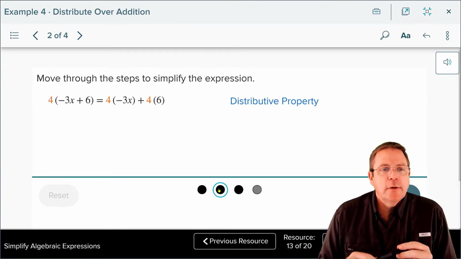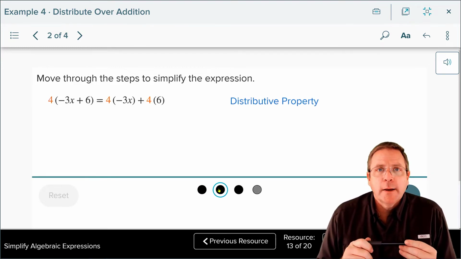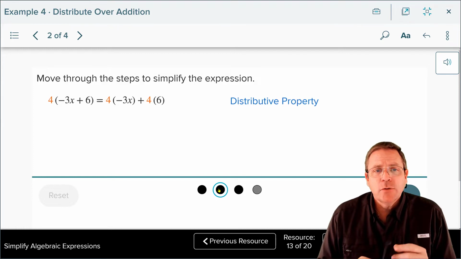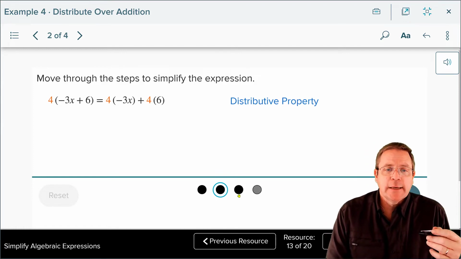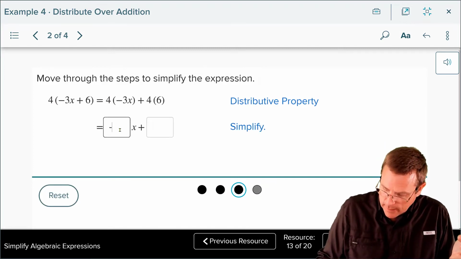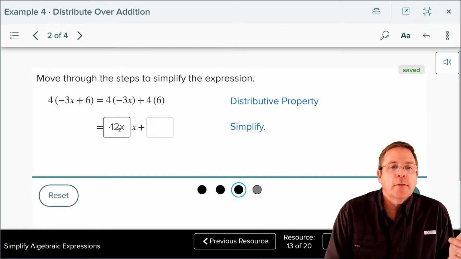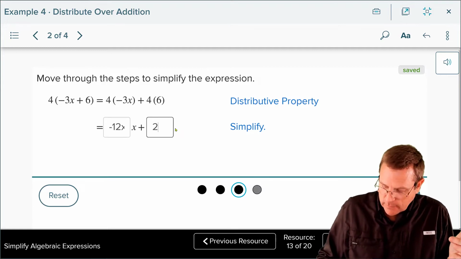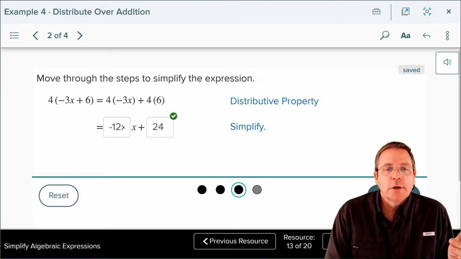And you can see here they've taken the 4, multiplied it times the negative 3x, and they took the 4 and multiplied it times the 6. 4 times negative 3 is going to give you negative 12, and the x comes with it. And then 4 times 6, that of course is going to be 24. Check your answer.